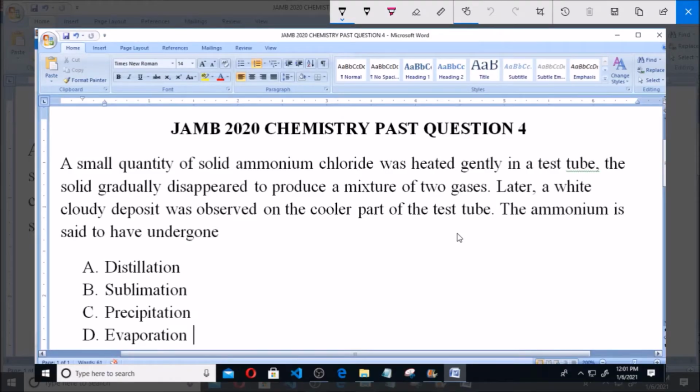I will be answering JAMB 2020 Chemistry Pass Question 4. A small quantity of solid ammonium chloride was heated gently in a test tube. The solid gradually disappeared to produce a mixture of two gases. Later, a white, cloudy deposit was observed on the collar part of the test tube.